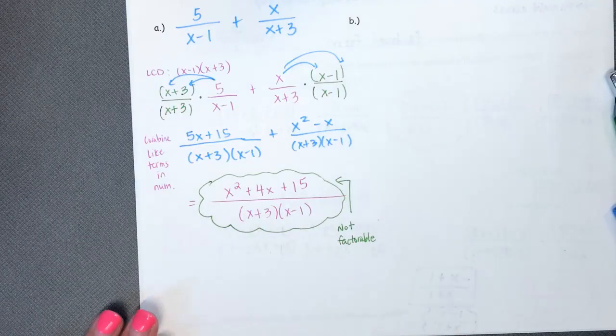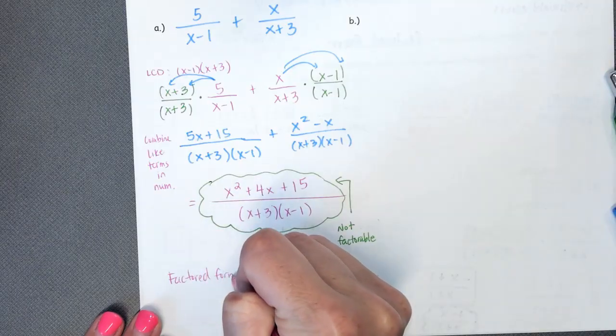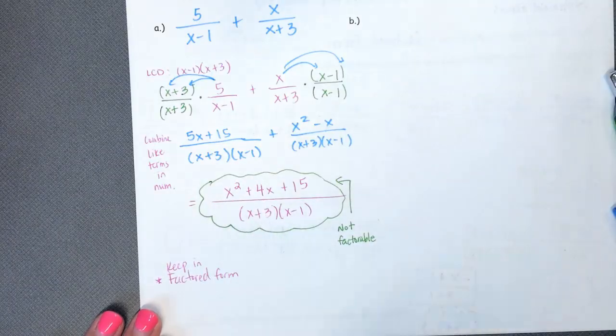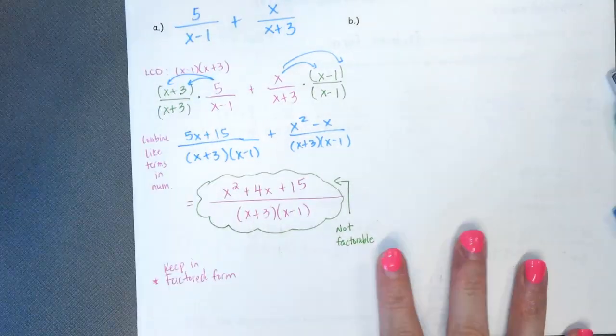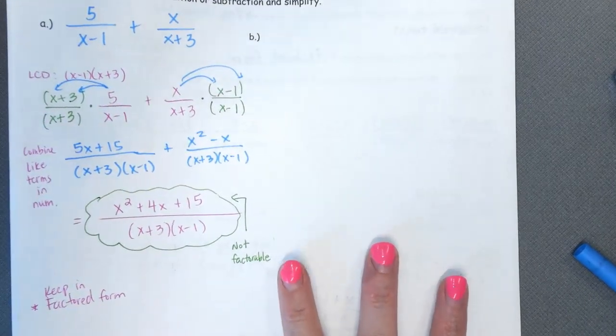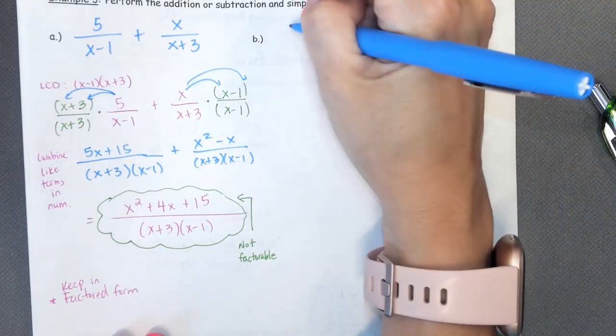Okay, and then we're still just keeping these in factored form. So you don't have to multiply those out again. So you are simplifying your numerator there. Okay, you need to do that.